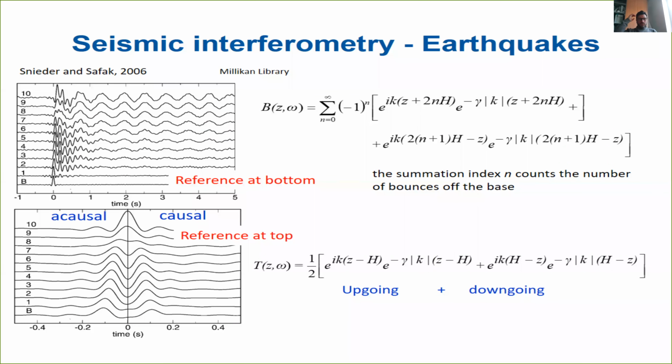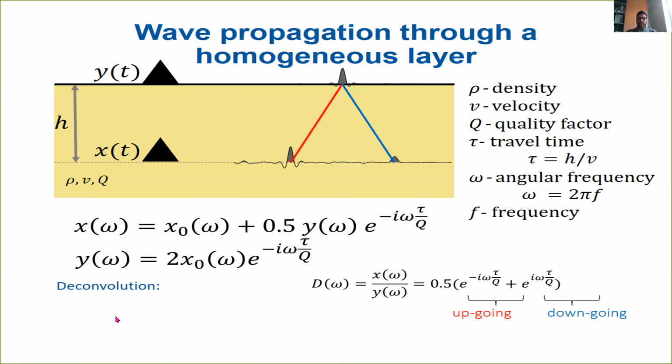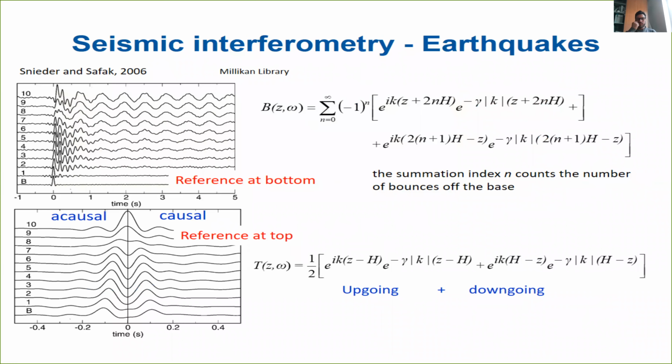And these are the results of the application of the deconvolution to these recordings. In the case on the top, the reference station was the one in the bottom. In the case of the bottom, we calculate exactly the response, considering as the reference the station which is on the top of the building. You see that the results look very different.